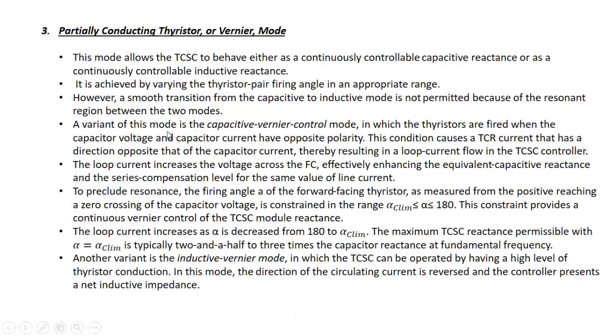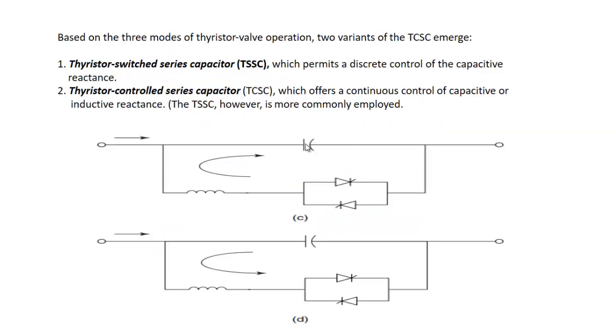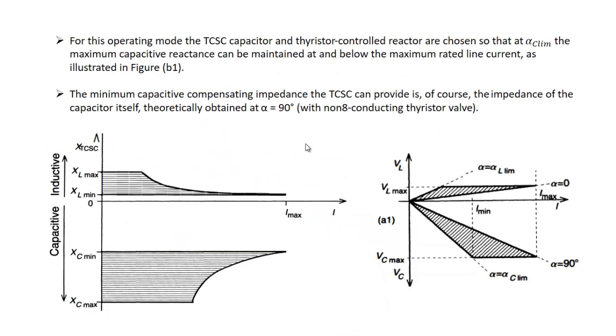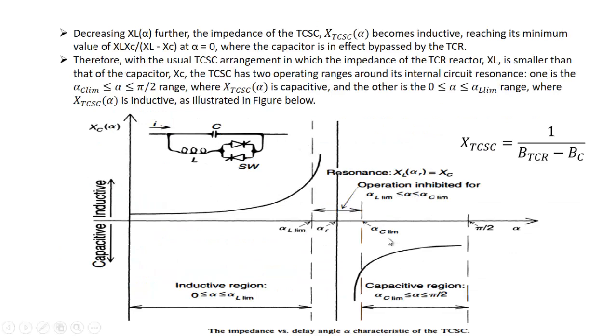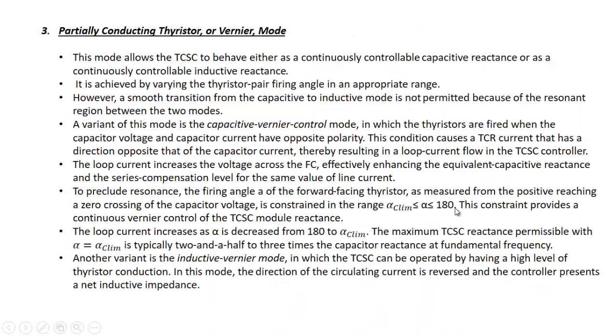A variant of this mode is the capacitive vernier mode. That means in this case it will act as a capacitive reactance. The control is done in such a way that alpha will be in the range from this alpha C limit to this pi by 2. In that case, it will be a vernier mode.